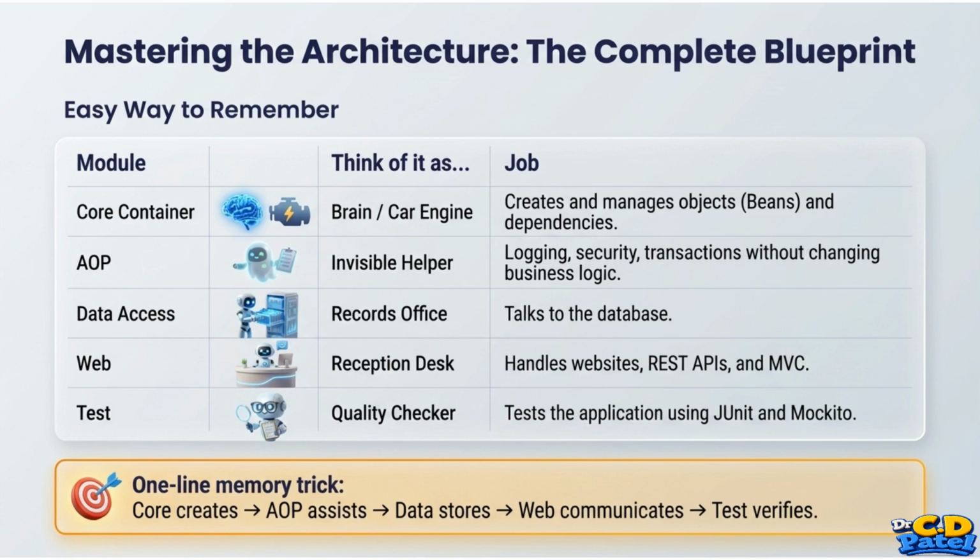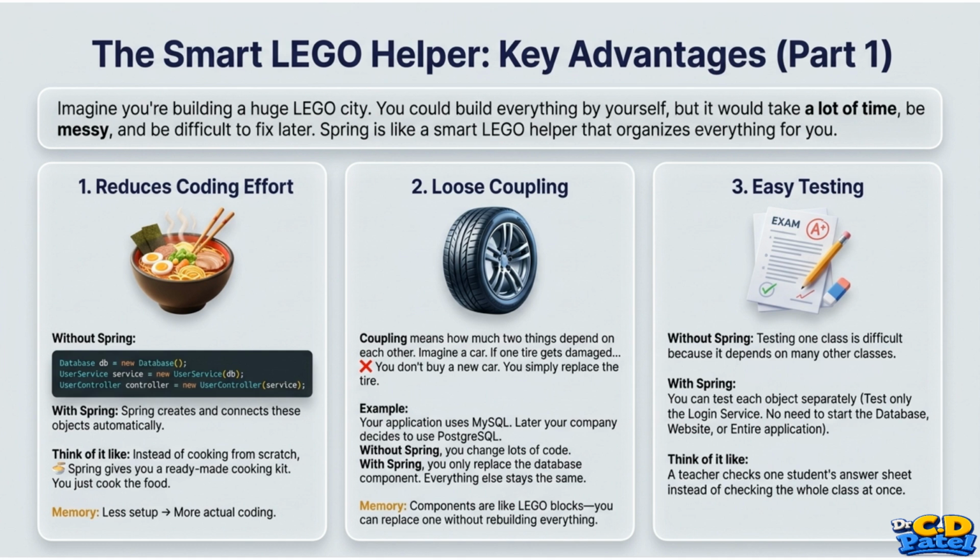Here is our simple memory trick. Core creates, AOP assists, data stores, web communicates, and test verifies. Why do developers like Spring? Let's look at 3 advantages. First, Spring reduces coding effort. Instead of manually creating and connecting many objects, Spring can manage them for us. It's like using a ready-made cooking kit instead of preparing every ingredient from zero.